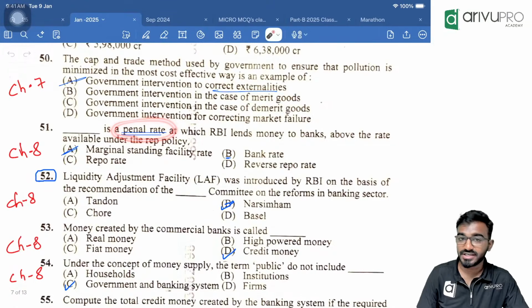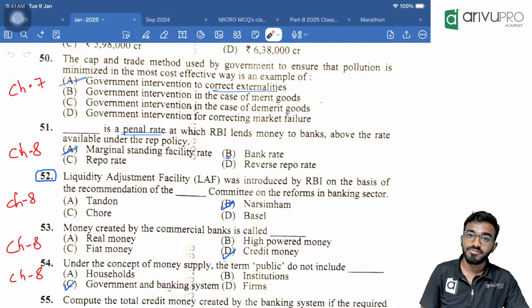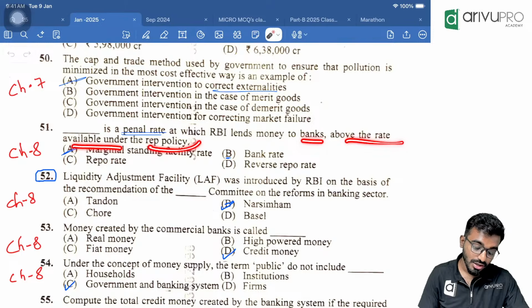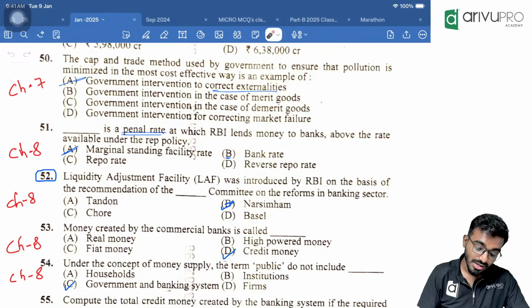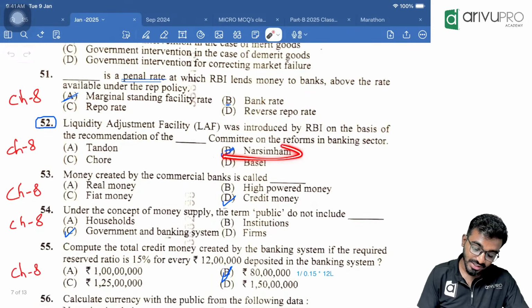Penalty rate. Just now I said the concept of penalty rate earlier. Bank rate has now been converted into a penalty rate under which facility? MSF facility, marginal standing facility. See, MSF is the penalty rate at which RBI lends to banks over and above the repo policy. Don't go and write the answer as bank rate. Earlier it was existing, but now it is no more existing. This bank rate is now called the penalty rate under the MSF facility. Next, LAF facility. I said Narasimhan committee.